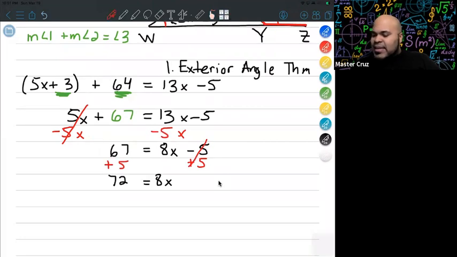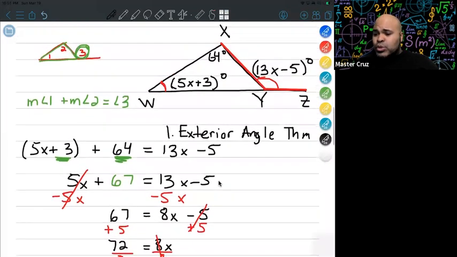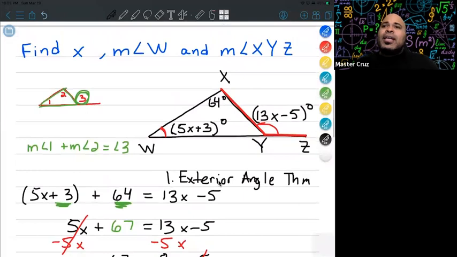And then the last step will be to divide both sides by 8. And this will cancel because 8 divided by 8 is 1. And you'll get that x equals 9. So because x equals 9, we just found out the first part of this problem, which was find x. Now we still need to find w, and we still need to find x, y, z.